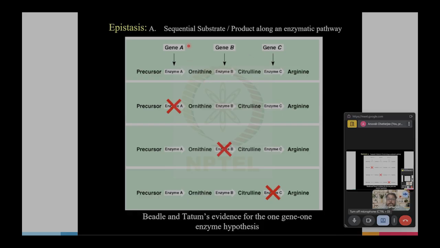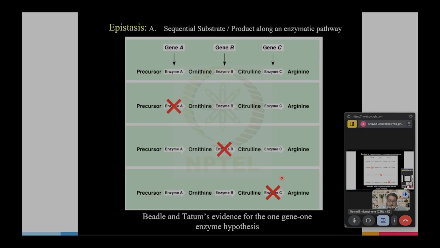So what you do is you sequentially knock them out. When you knock enzyme A out, you have no ornithine forming, only precursor is there. When you knock enzyme B out, you have only ornithine forming but no citrulline. And finally, when you knock enzyme C out, you have citrulline and ornithine there but no arginine.